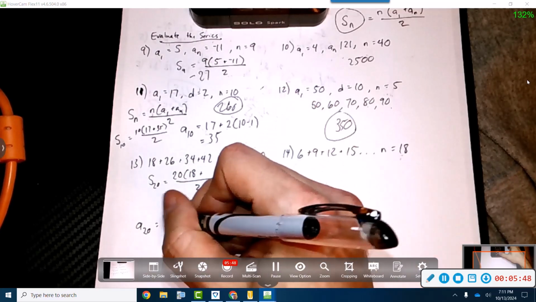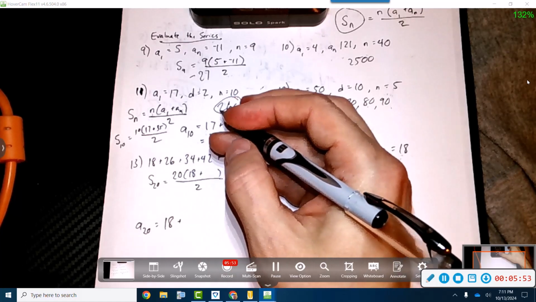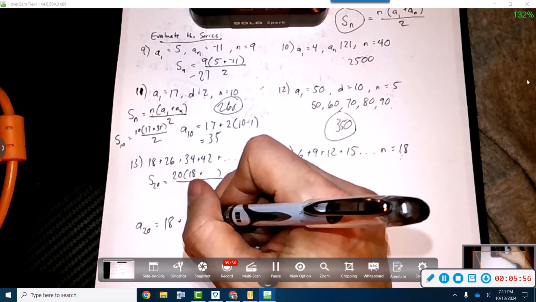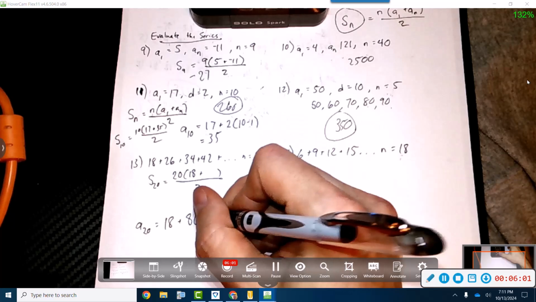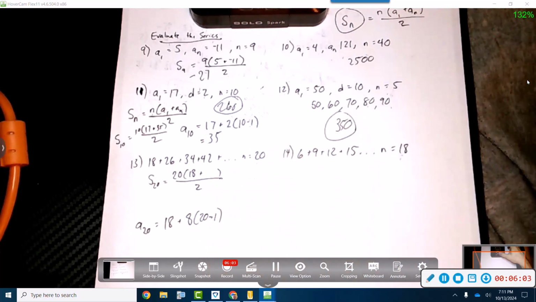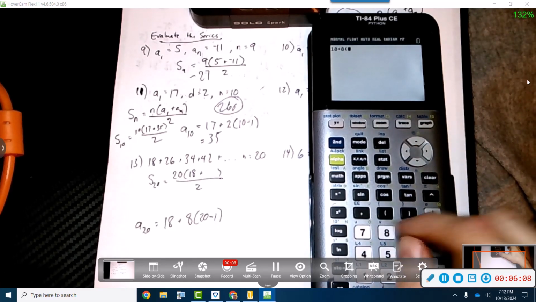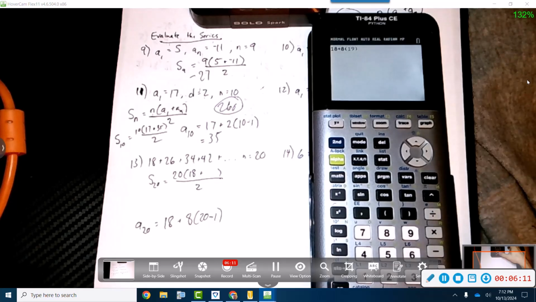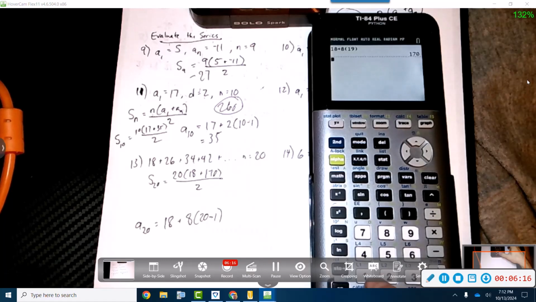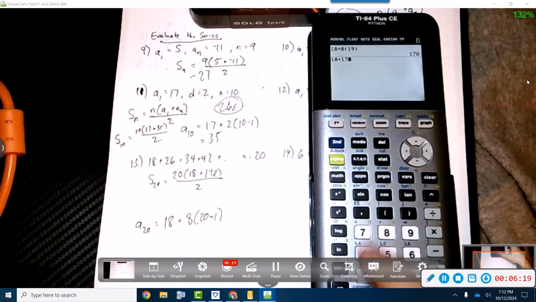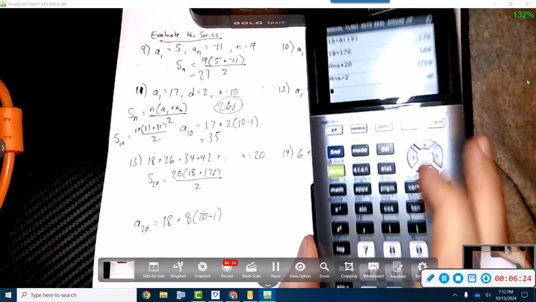The 20th term is going to be 18 plus the common difference, and you can see here that it looks like 8. So you're going up 8 every single time, and we need to do this 19 times. So 18 plus 8 times 19 is 170. So we'll put 170 right there. So 18 plus 170, enter, times 20, enter, divide by 2, enter, is 1880.